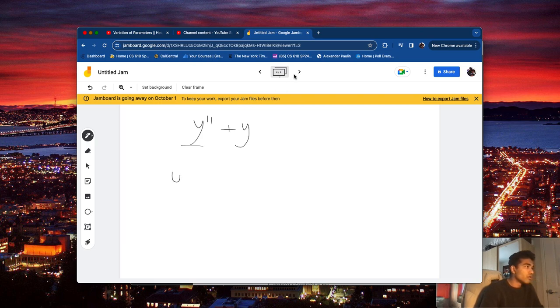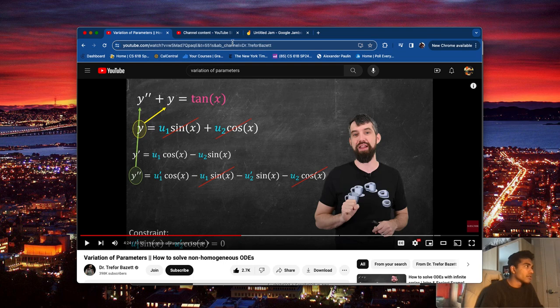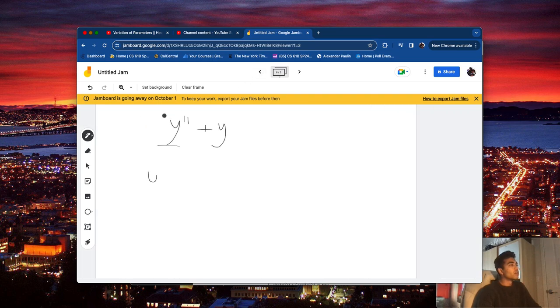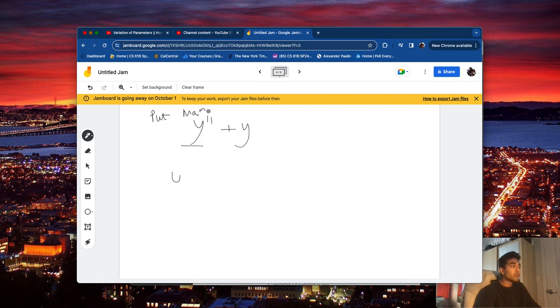So let's start on a new board. u1 dash cos x plus u2 dash sine x is equal to tan x. Remember to put this in the main equation, and from that you're going to get what we got.